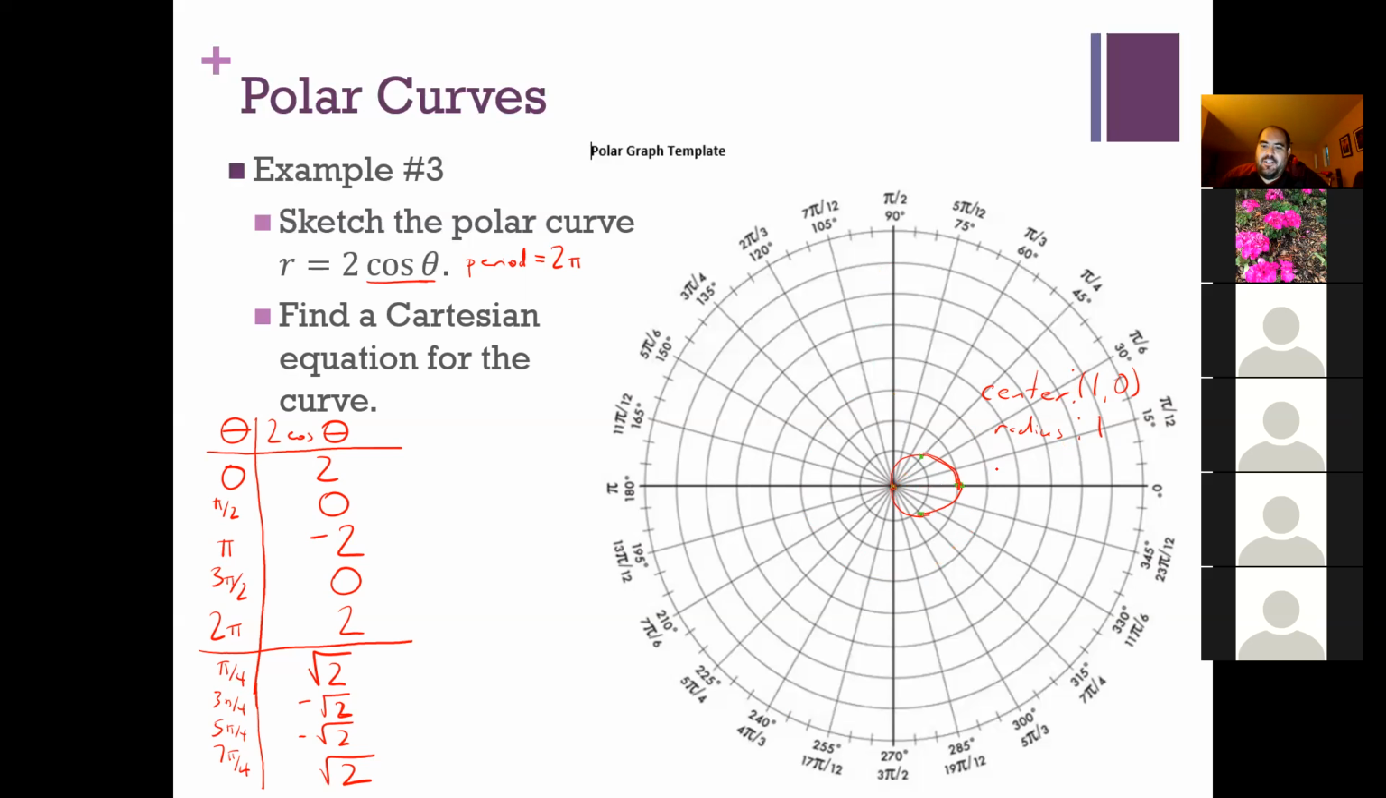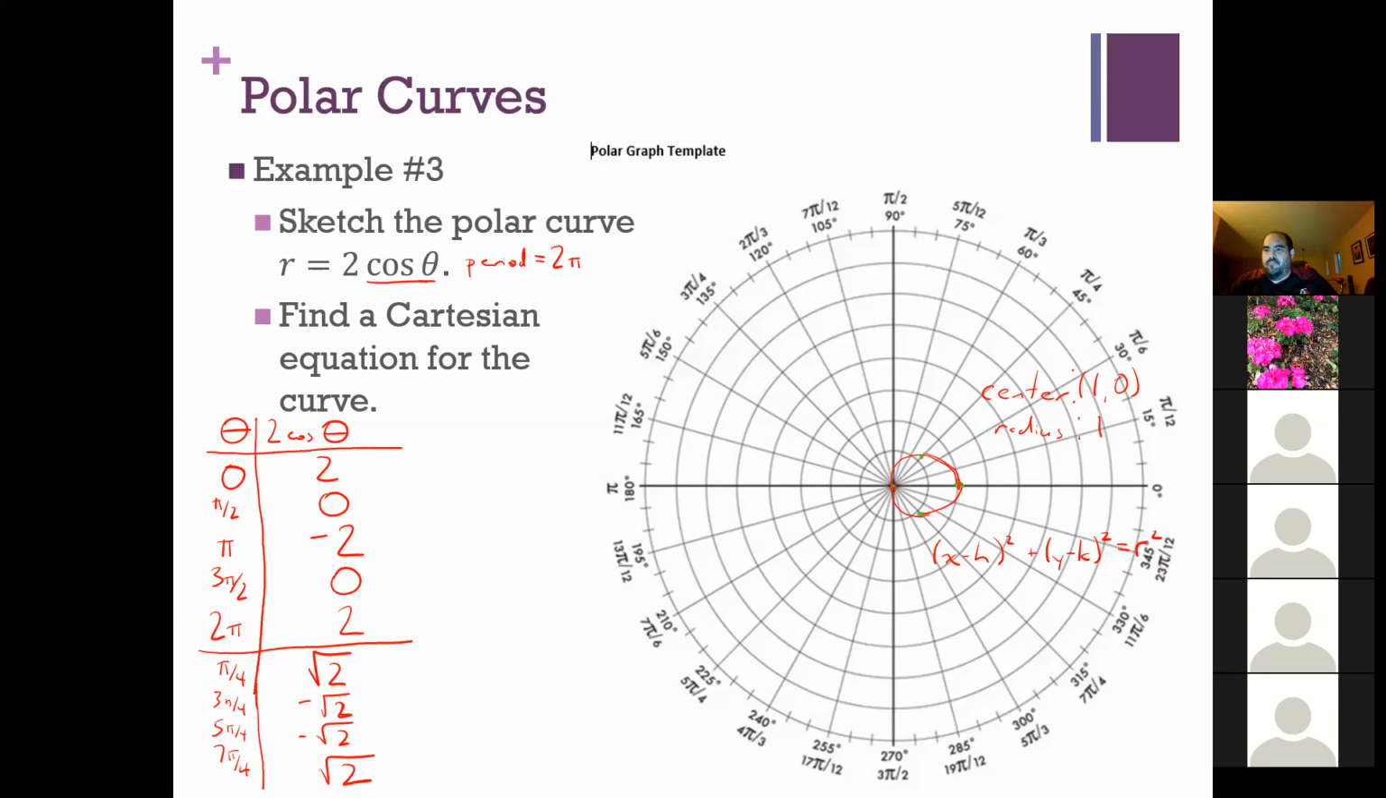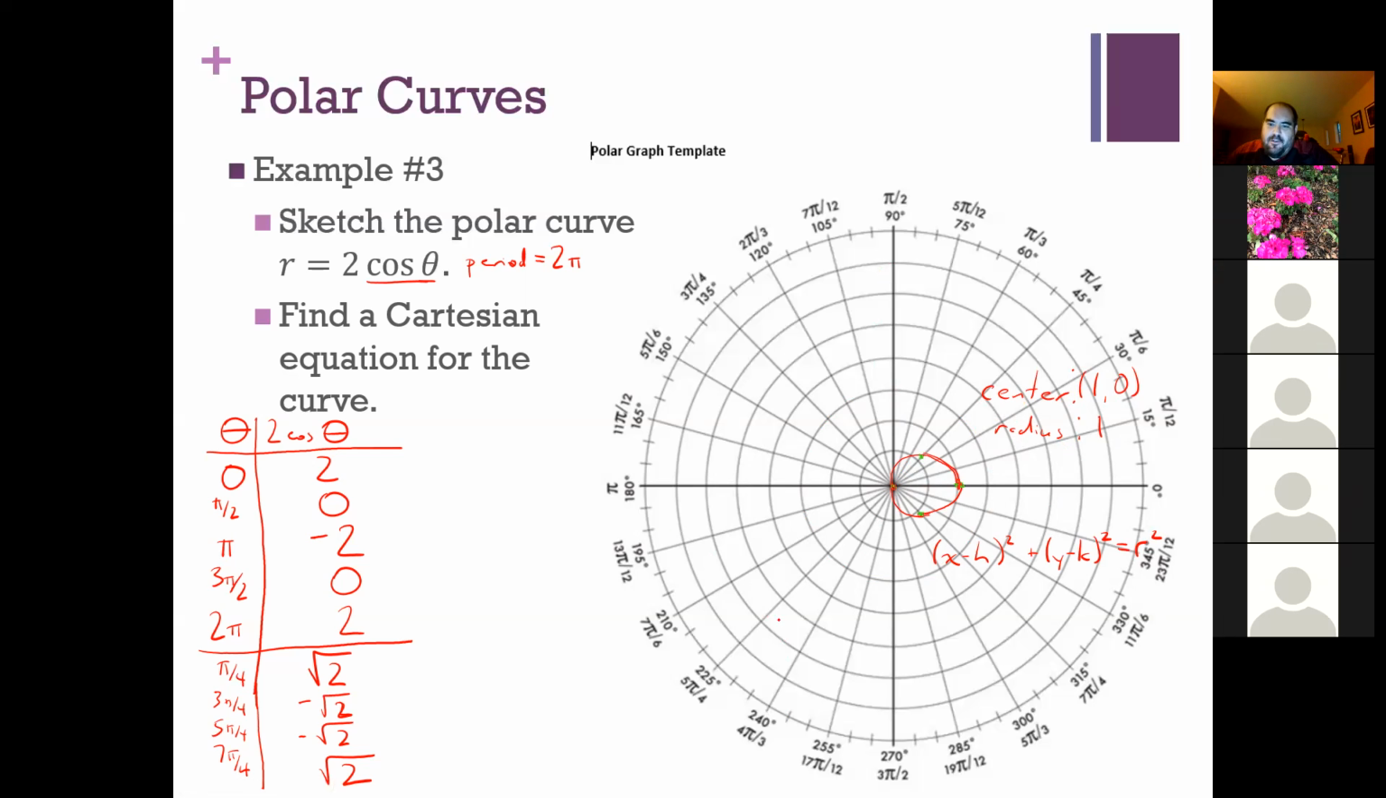So let's do this a couple ways. Can we make a Cartesian equation based on where we know the center is and where we know the radius is? I'll remind you of this: probably very long ago you dealt with this equation that lets you locate a circle in Cartesian form with any center. So in this case, our equation should be: x minus 1 squared plus y squared equals 1. So I believe this is correct.